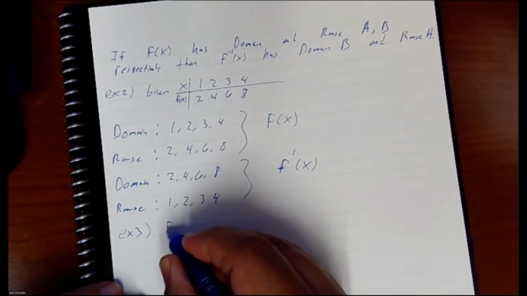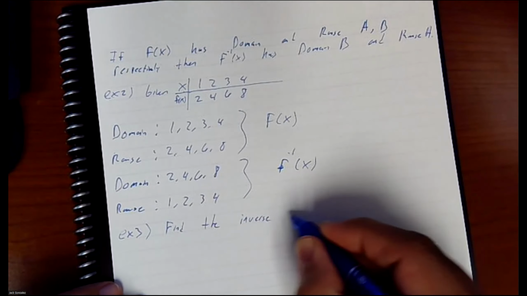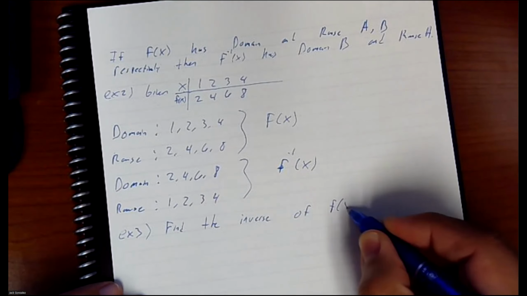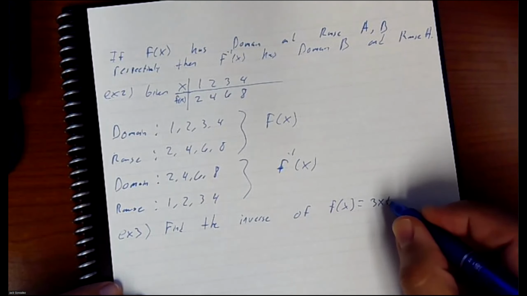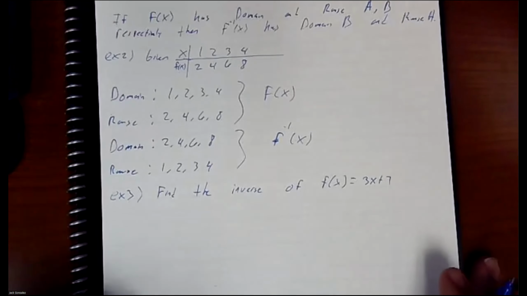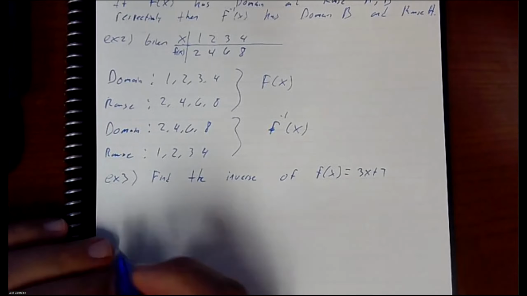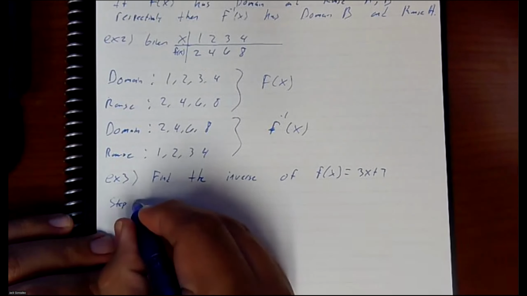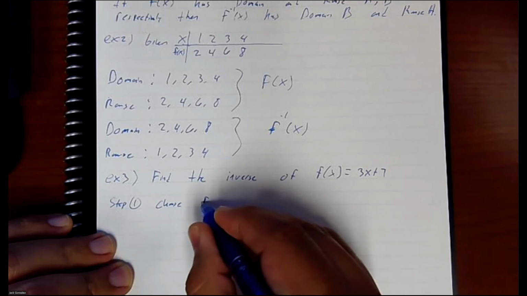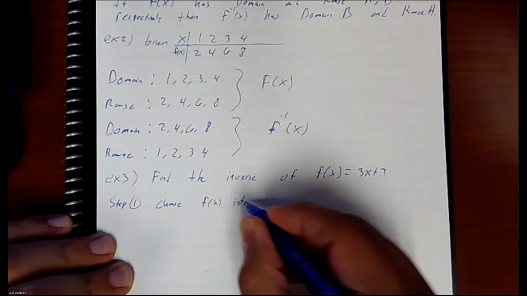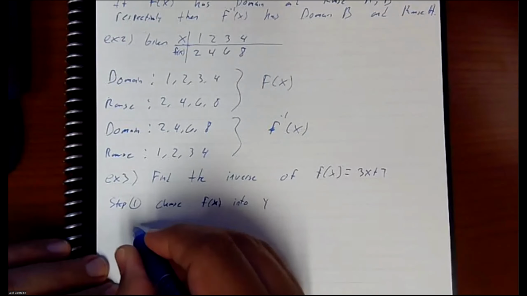So I'm going to shorten up the question. Find the inverse of f of x equal to, let's do the line first because it's a little easier, and then we'll do a harder one, 3x plus 7. So step 1 to find the inverse is change f of x into y.